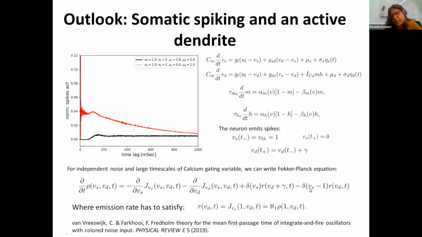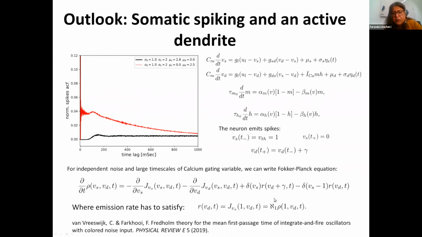So the Fokker-Planck equation gets some sort of inhomogeneity due to boundary conditions. When the cell reaches the threshold, it needs to be reset. R of Vd is the rate of reset when you reach the threshold. And when you reset, you need to put the particle back in Vs, and then you need to increase the voltage in Vd. So this nonlinearity of the boundary conditions makes solving this equation very hard, and it is not something that can be done very easily.